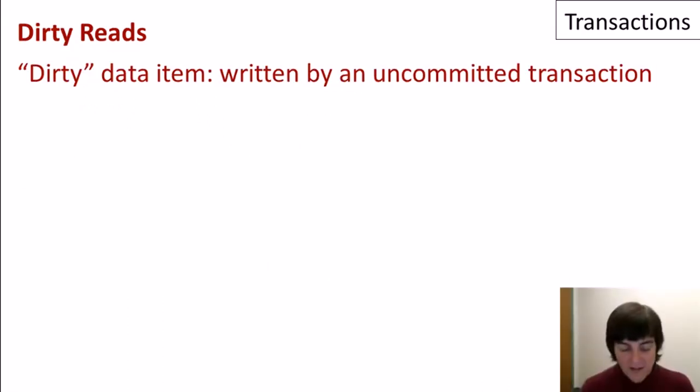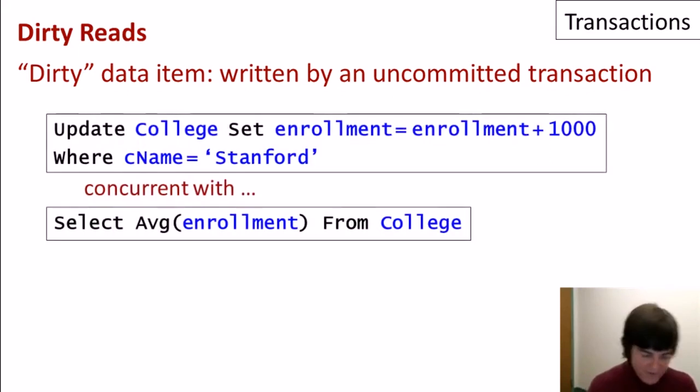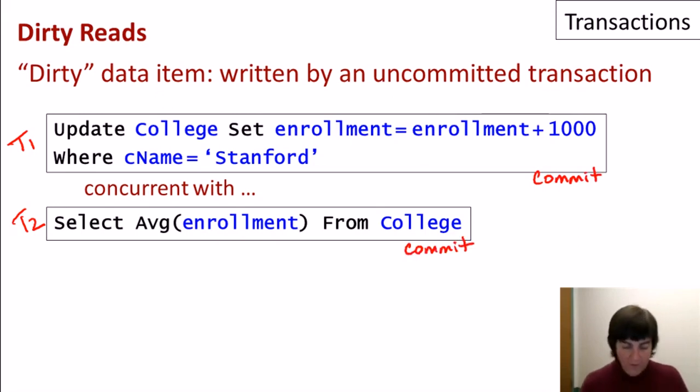So let's start by defining a concept called dirty reads. A data item in the database is dirty if it's been written by a transaction that has not yet committed. So for example, here are 2 transactions. I'll call them T1 and T2. And by the way, throughout the rest of this video, I'm going to put transactions in boxes, and you can assume implicitly that there's a commit at the end of each box. I'm not going to write it each time. So our first transaction is updating Stanford's enrollment, adding 1,000 to it. And our second transaction is reading the average enrollment in the college table. We're using our usual database of students applying to colleges.